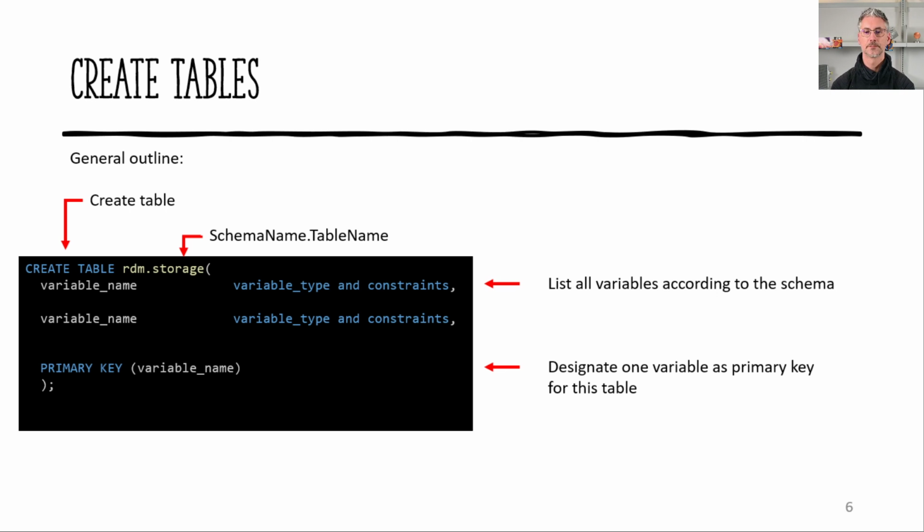The command is create table, and then we give the table name. We say RDM, this is our schema name, dot storage. So the general format is schema name, table name. And now we need to specify which columns we have, that means which variables and which types and if there are any constraints. Finally, we define which of those variables is going to be our primary key.